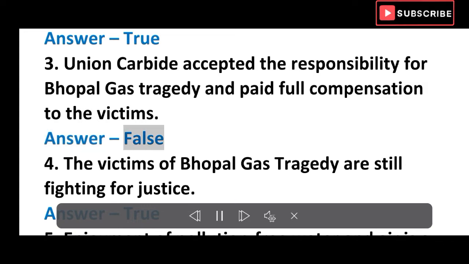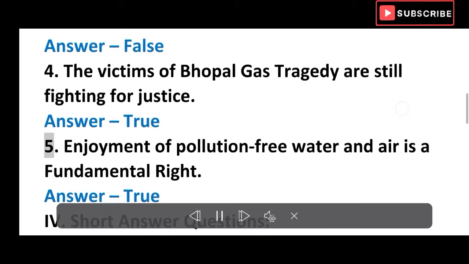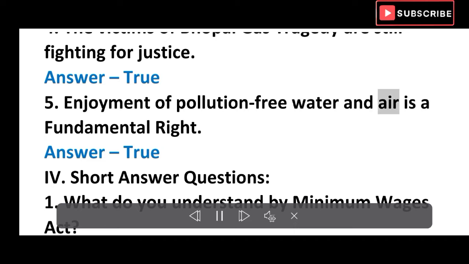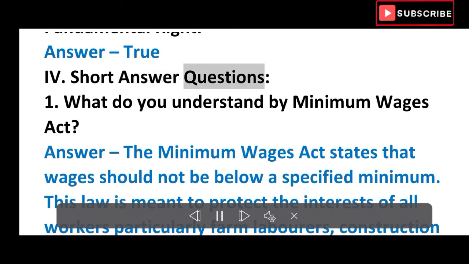Answer false. 4. The victims of Bhopal gas tragedy are still fighting for justice. Answer true. 5. Enjoyment of pollution-free water and air is a fundamental right. Answer true. IV. Short answer questions.